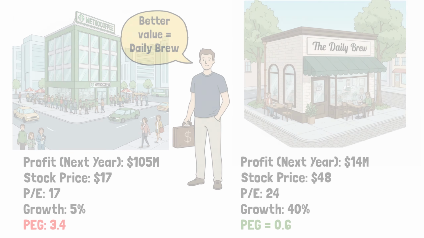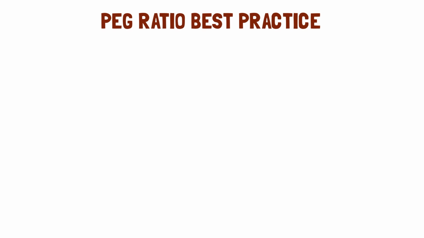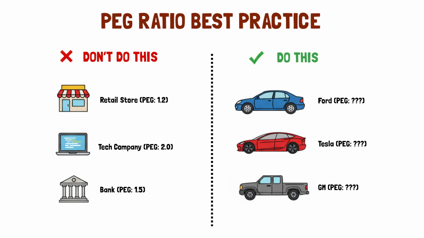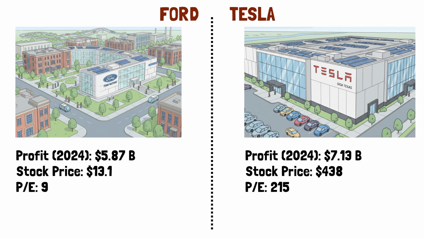Now here is something very important. Just like PE ratios, PEG ratios work best when you are comparing companies in the same industry. A PEG of 2 might be expensive for a retail stock, but cheap for a tech stock. That's why, for our next example, we are looking at 2 real companies in the same industry to see PEG ratio in practice. We will compare Ford to Tesla.